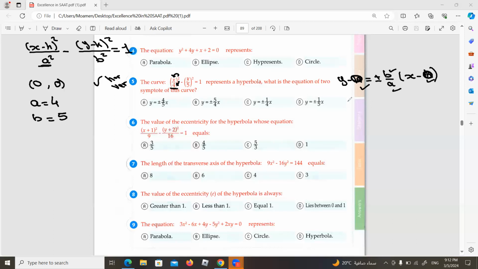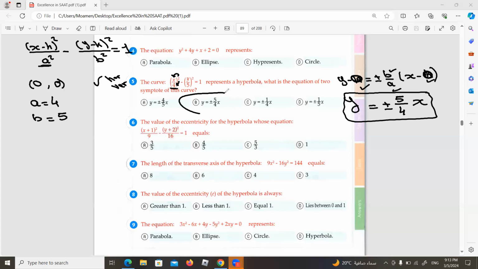So, Mister, we can write the equation now. So y minus 0, it means y, equals plus or minus b over a, so 5 over 4, times x minus 0, which means x. This is the equation. So y equals positive or negative 5 over 4 x.